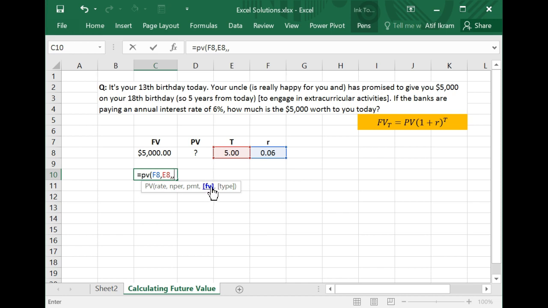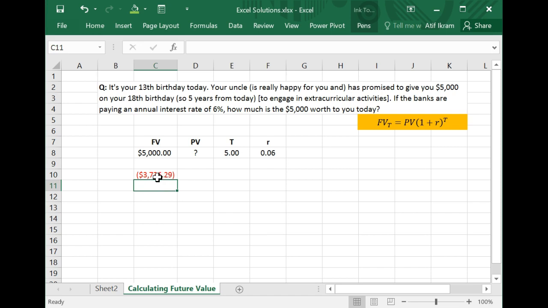Finally, what is it that you're getting in the future? FV stands for future value. Well, that's 5,000. So all you have to do is give a cell reference to this right here. And don't worry about type. We'll tackle this in some other problems. Here, it doesn't matter. Now, if you just close the parentheses and press enter, you get 3736.29.